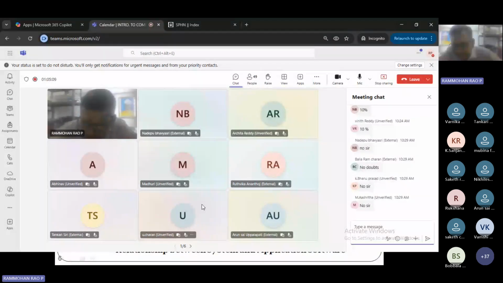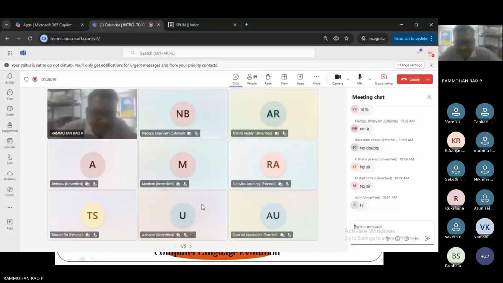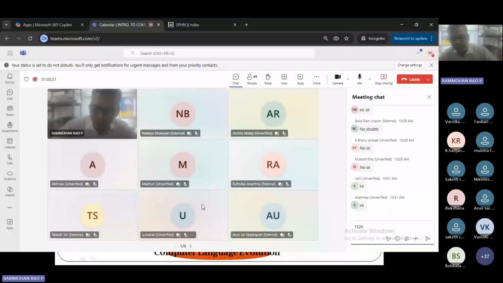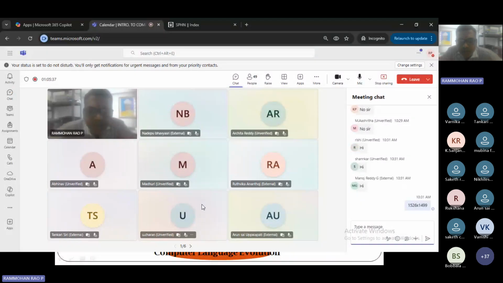3 into 4. 3 fours are 12, right? 5 fours are 20. 6 sevens are, 8 twos are, 9 threes are, 10 fives are. 1526 into 1499. Friends, I was asking you some small multiplications.